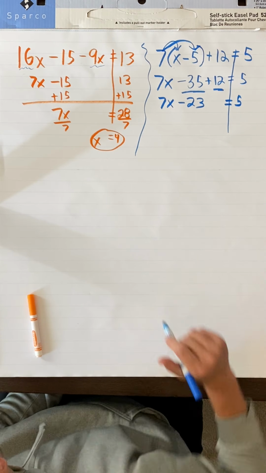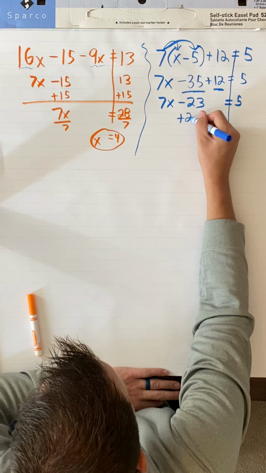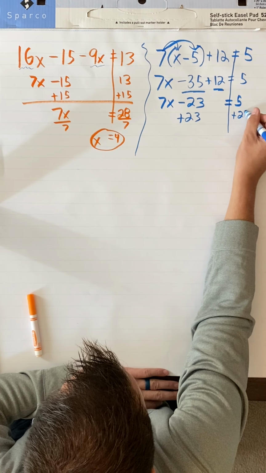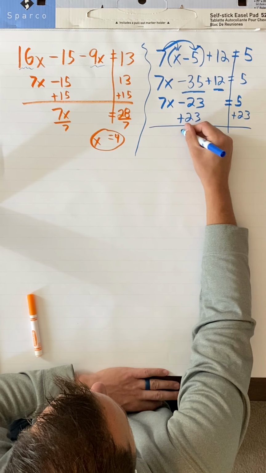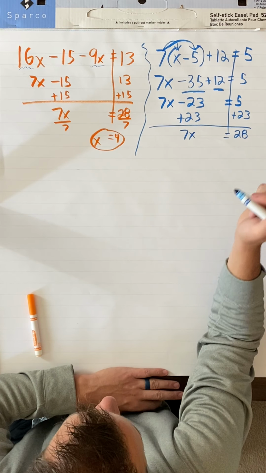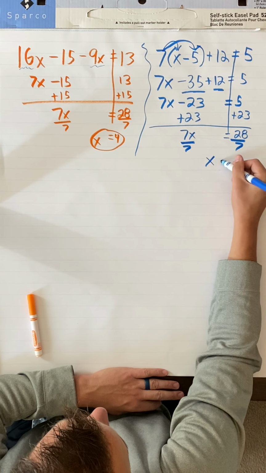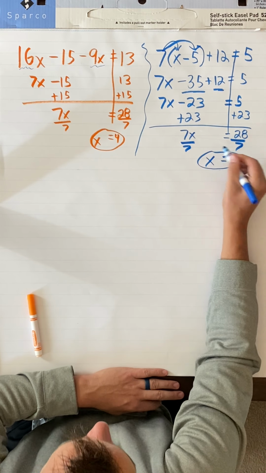Now we're to our sweet spot where we have a two-step equation. We're going to add 23 to both sides. We get 7x equals 28. Divide both sides by 7. Once again, x equals 4.